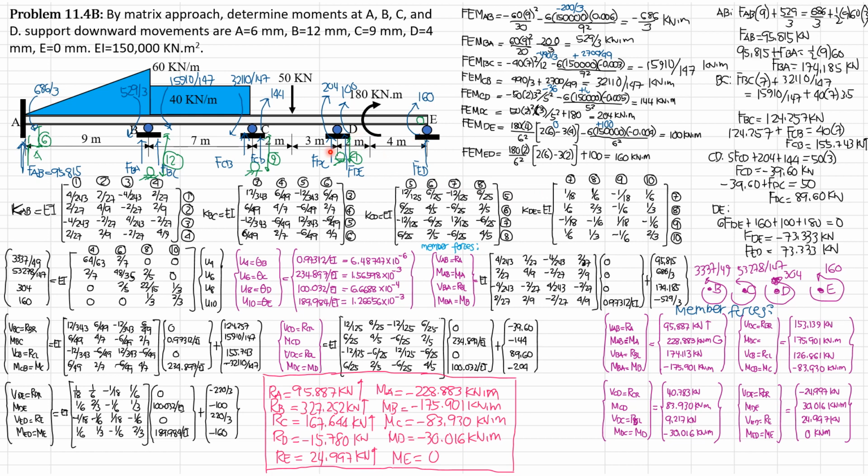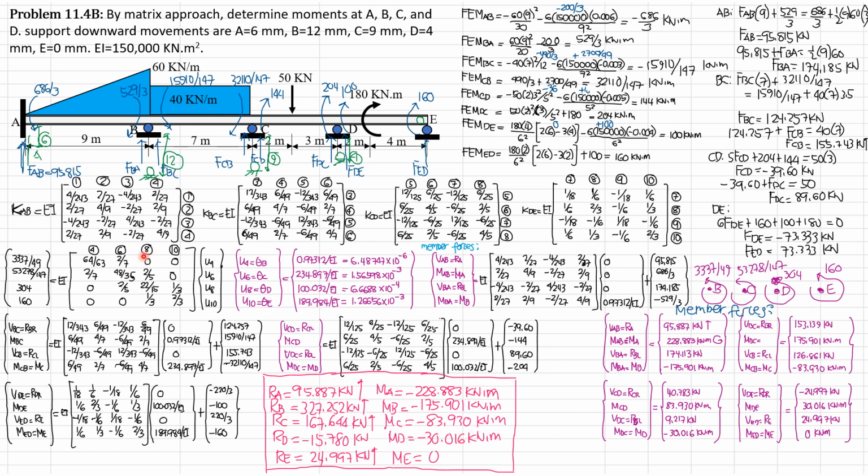Finally, in DE, summation moment E equals 0: FDE times 6, then plus 160 plus 100 plus 180 equals 0. So FDE is negative 73.333 kilonewtons. Since there's no other load, just the couple load, FED should be the negative of FDE. Since FDE is negative, FED is 73.333 kilonewtons. So this is upward, and this FDE is downward.